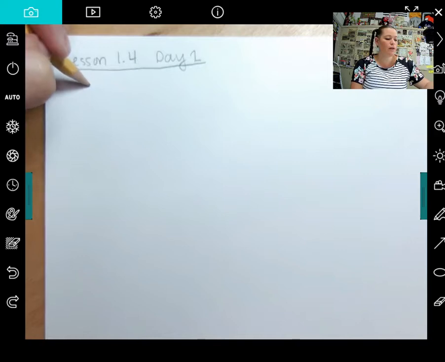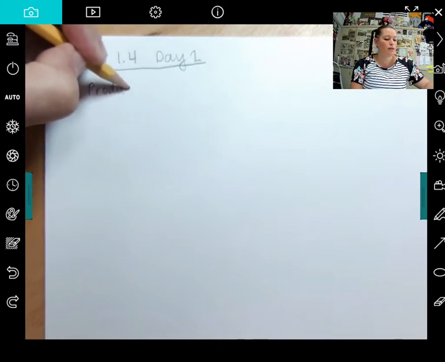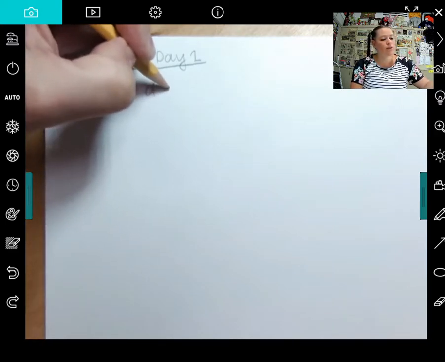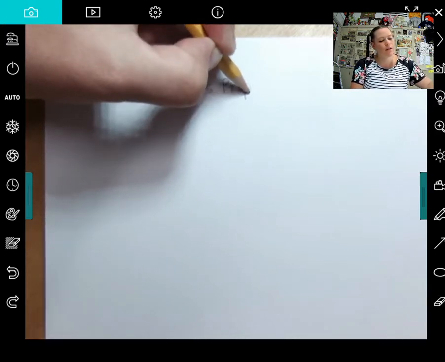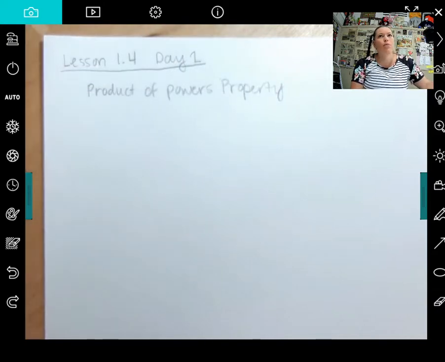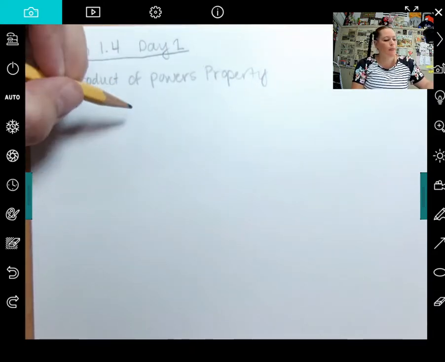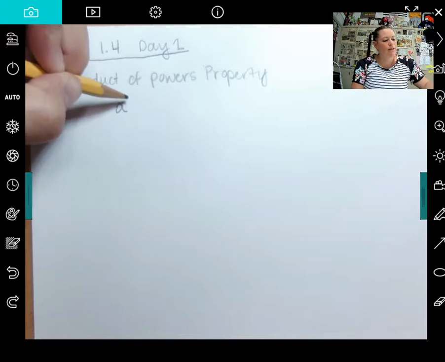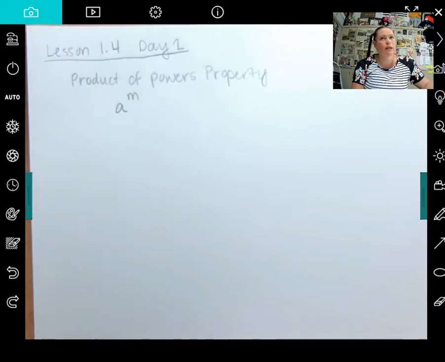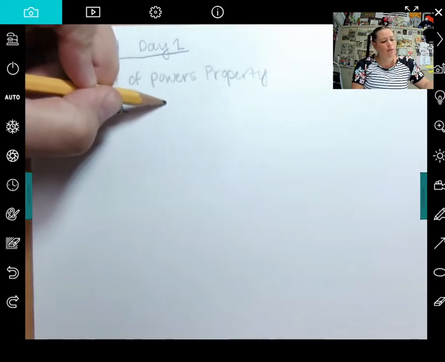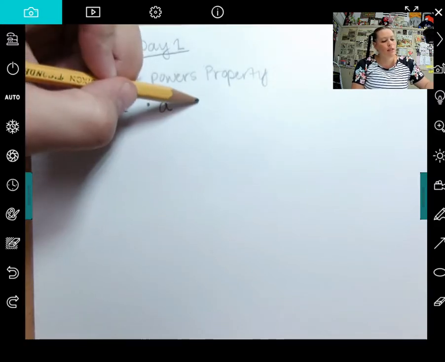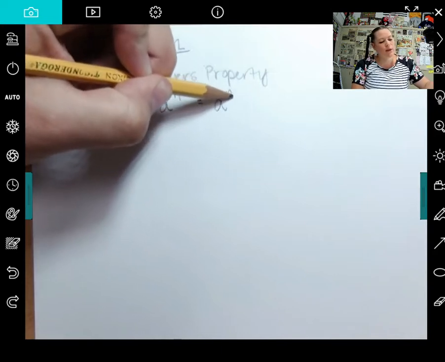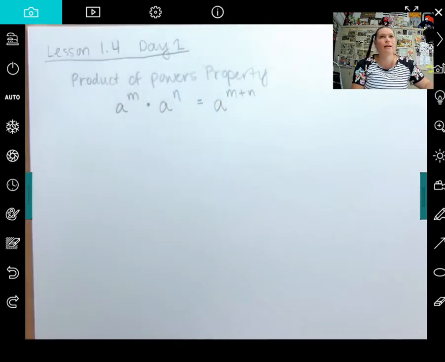The first one is called the product of powers property. The product of powers property would say if we had some base and it was to some exponent, if we took the product, so it's got to be the same base, to a different exponent, we would take those two exponents, and the way we would combine them is by adding. So this is the product of powers property.